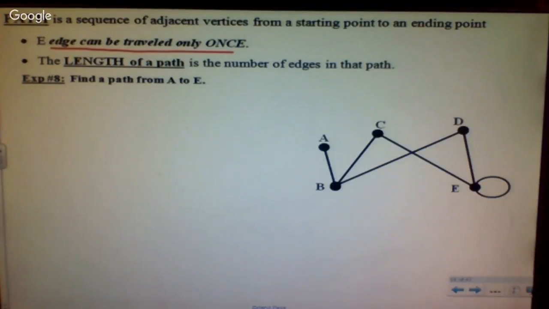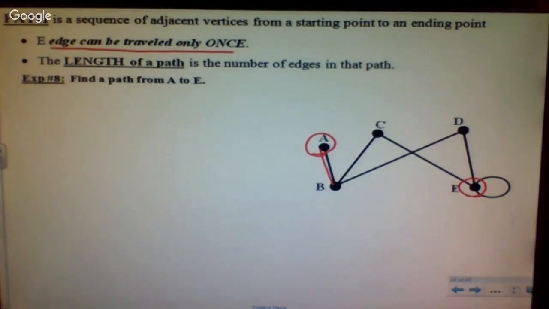Okay. So we need to find a path that starts at A and ends at E. So if I leave A, you can't turn in the middle where the lines are. You have to travel the lines. You have to go from dot to dot. So when I leave A, what's my only choice to go to? B. So I've got to go there.